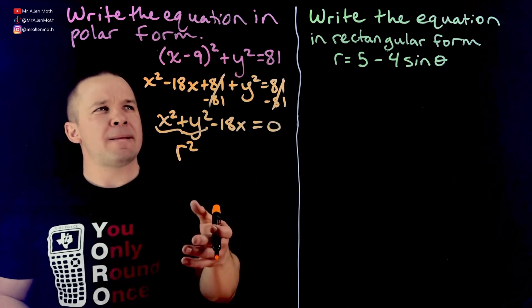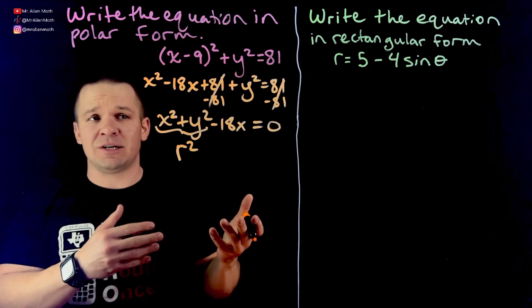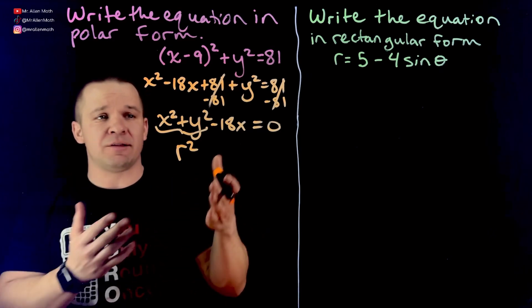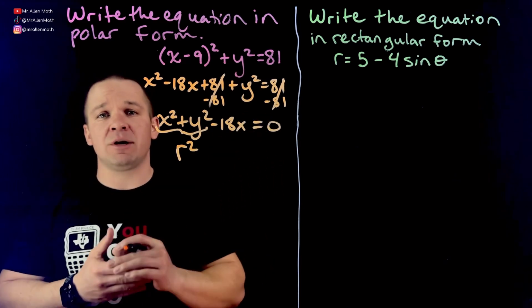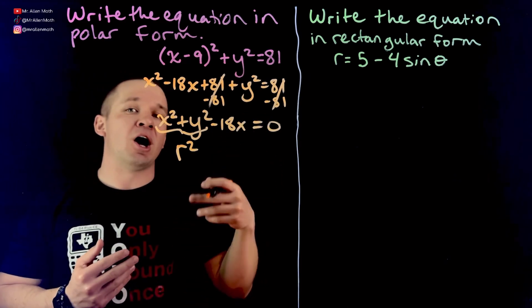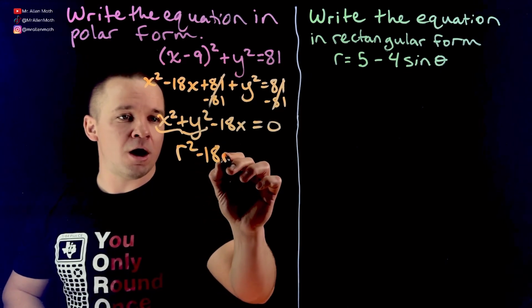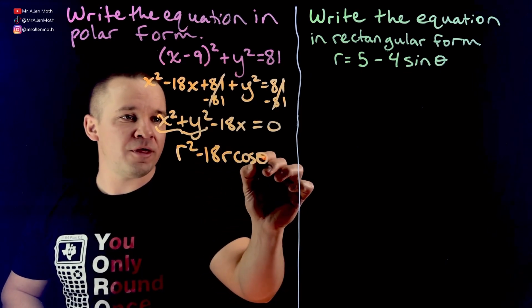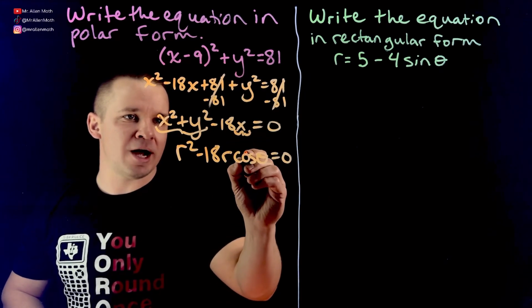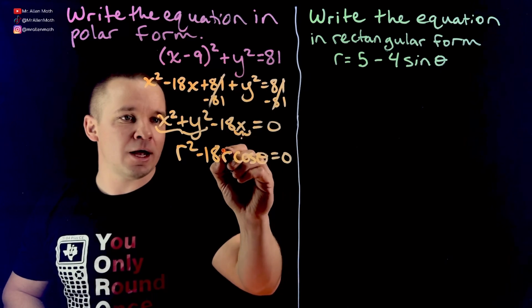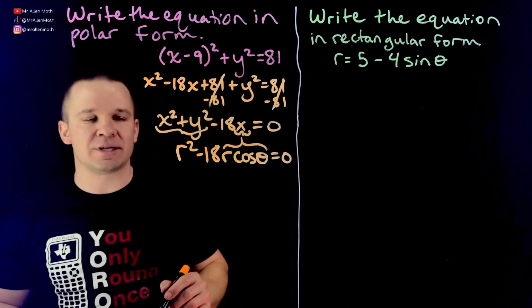Let's make some connections here. On my unit circle, x is cosine and y is sine. And the same goes here in polar. We have a lot of connections here. So x is going to become r times cosine of theta. So we're going to have minus 18 r cosine theta, and that all equals 0. The x right here was replaced by this bit right here. So that x became the r cosine theta.